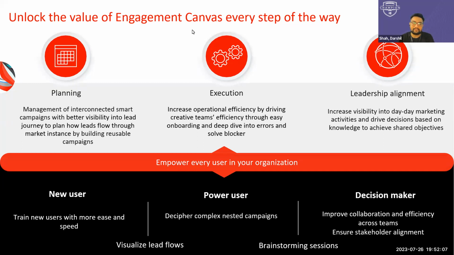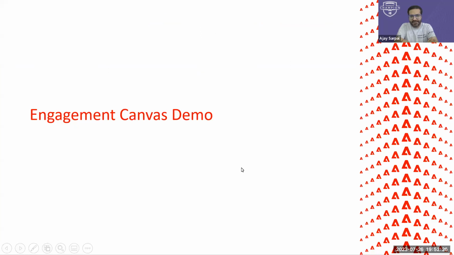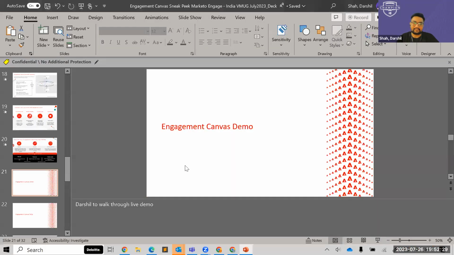So any change that you make in the old UX or the classic experience gets reflected in real time in the engagement canvas, and any change that you make in the engagement canvas gets reflected right back into the classic experience. So that is a wonderful thing. Yeah. And let's head over to the most exciting part. Yep, that's right. Demo.